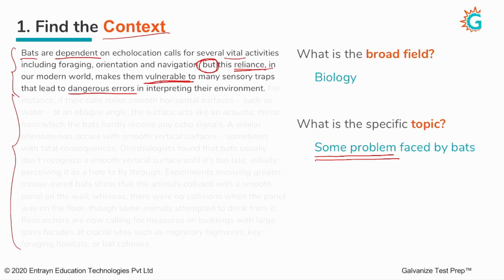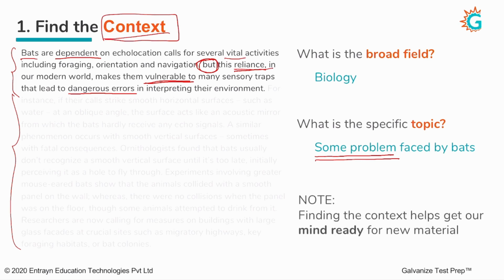So remember that it's important for you to get this context of any passage as soon as you start reading the passage, because the context helps to get our mind ready for new material, right? Perhaps just before this passage, you might have been solving a discrete question, maybe a text completion question with 3 blanks dealing with the American Civil War, and then suddenly you're confronted with this passage on bats, and you will find that taking the time to establish the context of the passage helps your mind switch to the new context, right? And it makes it easy to read and process this particular passage.